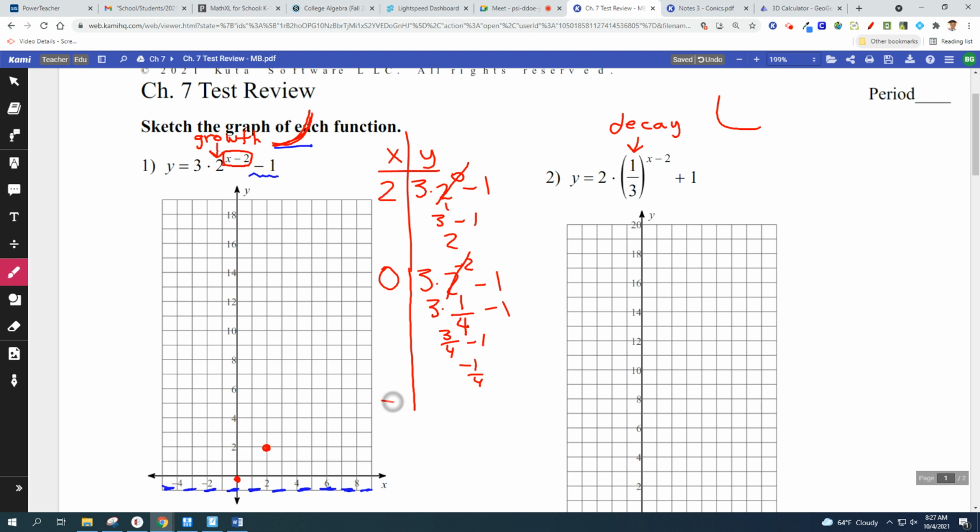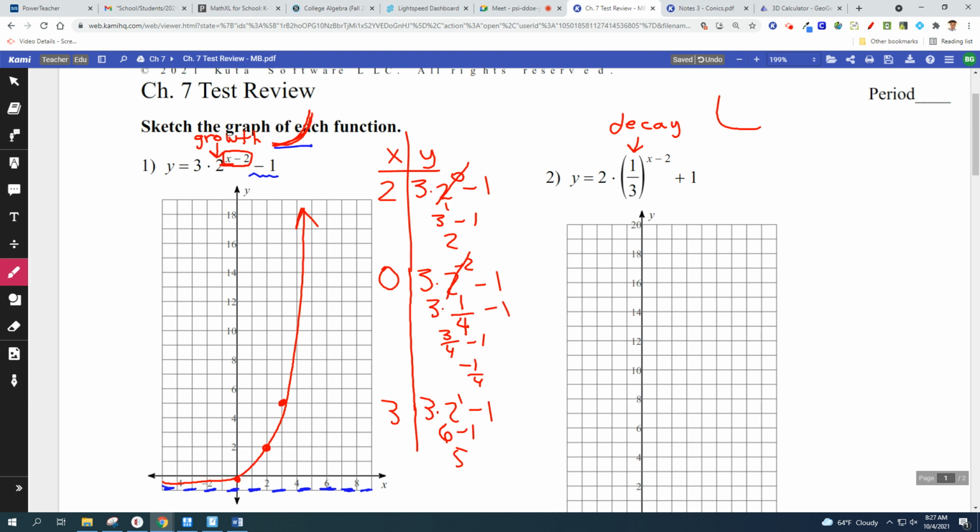Maybe we plug in 3. 3 might be an easy one to do. 3 times 2 to the 3 minus 2. If I plug in 3, that's 1. That's going to be 3 times 2. That's 6 minus 1 is 5. 3 comma 5. It's right here. That's probably good enough. I would start it as flat to the asymptote and then curve it up and hit those points. There is your exponential growth graph.